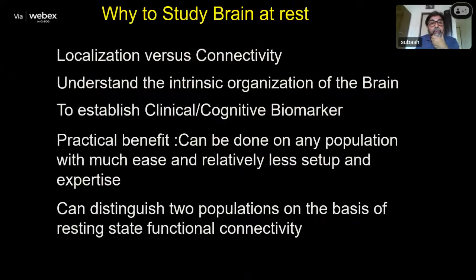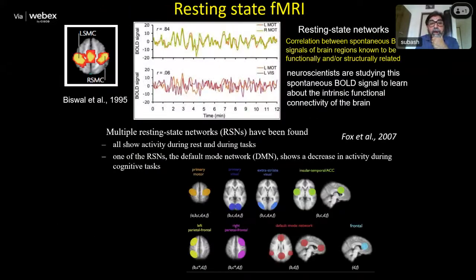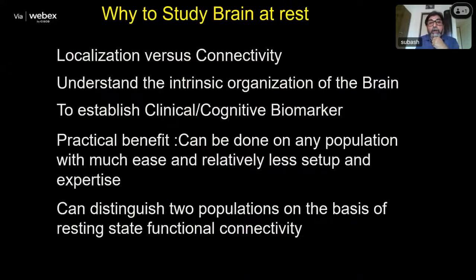Similarly, later, many more scientists also worked on this. The question was why to study the brain at rest. We know there are localized functions in the brain, like the motor area, which is very localized, but they are also distributed in the brain. So we wanted to study localization versus connectivity. All these different areas in the brain are connected to each other through neural networks, and we wanted to understand the intrinsic organization of the brain to establish clinical and cognitive biomarkers.